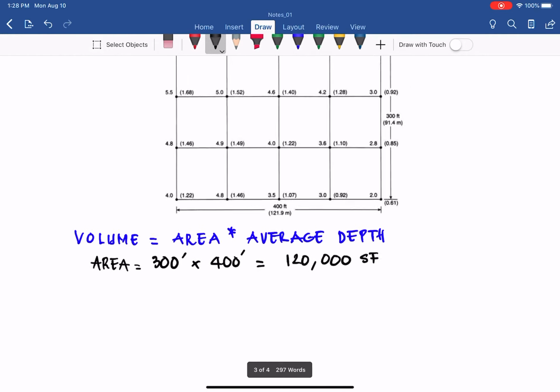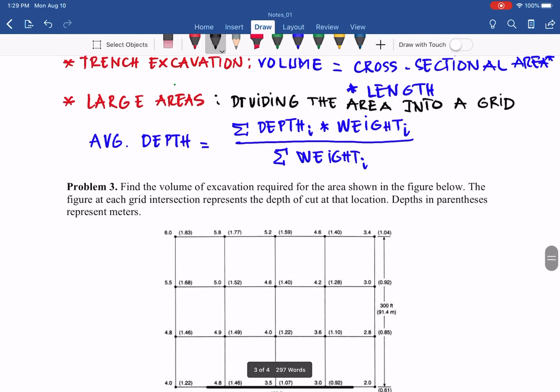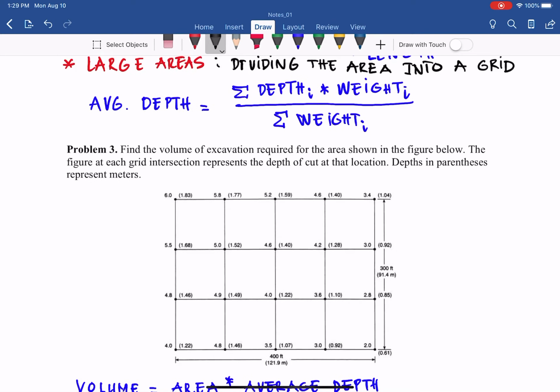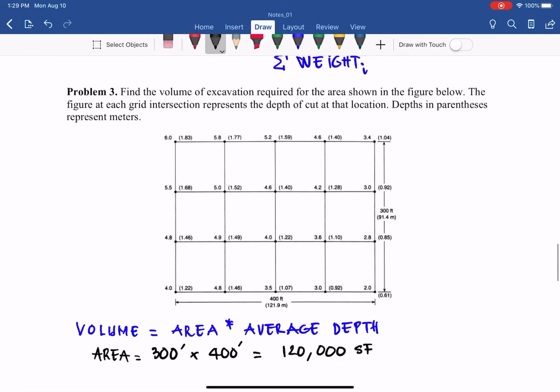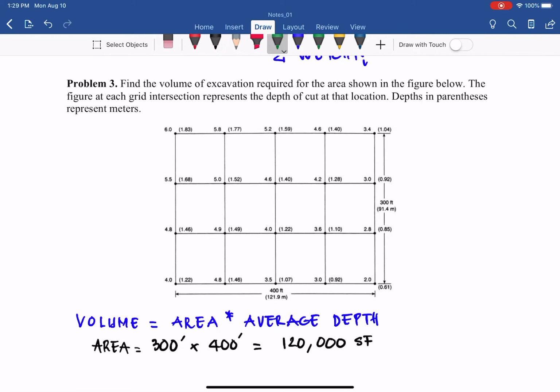We have the first component, and then we want to determine the average depth. We need to use this equation: sum of all the depths times weight divided by sum of all the weights. How can we determine it? With that square grid here, how can I determine the average depth? For this one, we divide the grid points into three types of points. You can see here, the first point, I say, is a corner point. That one is a corner point.